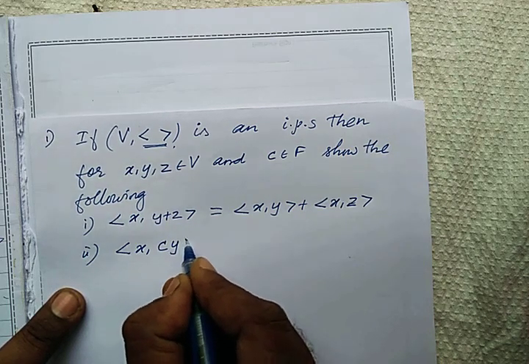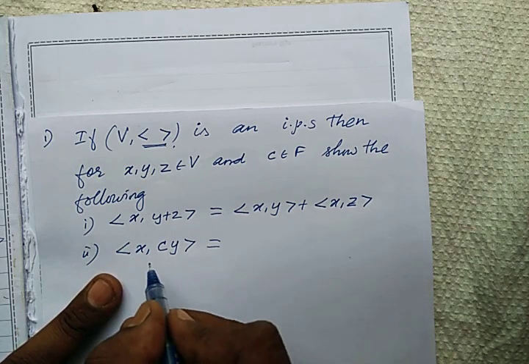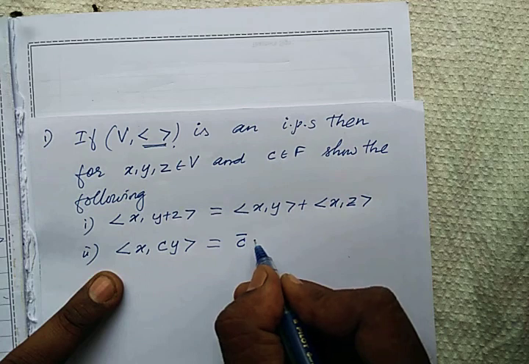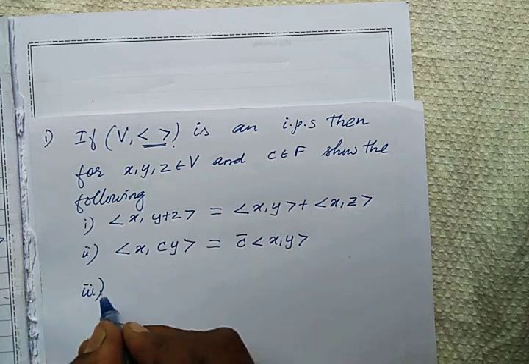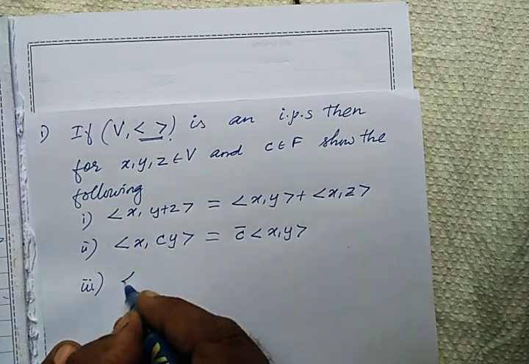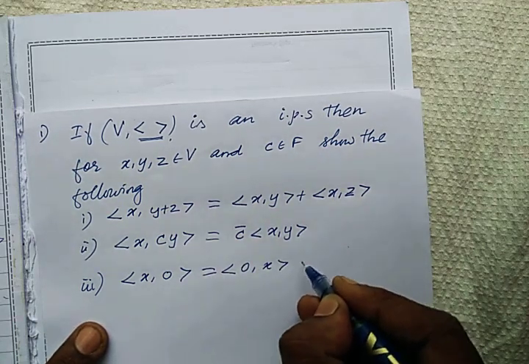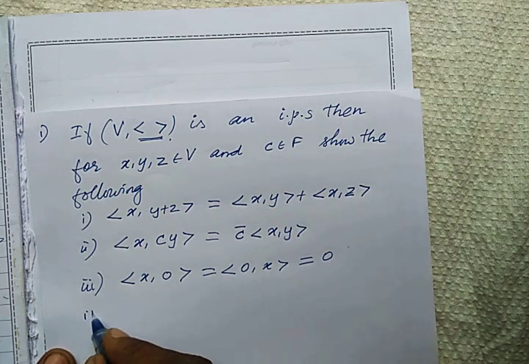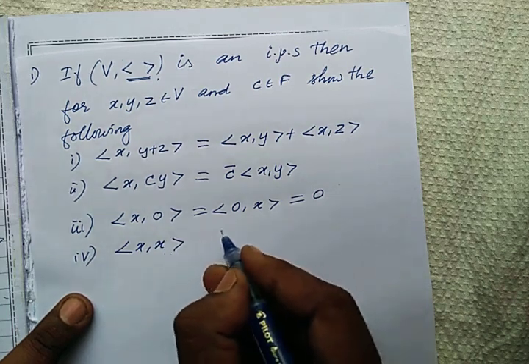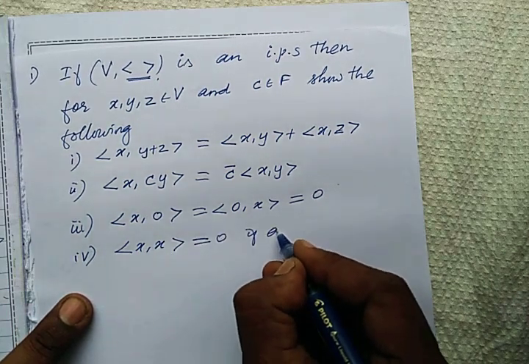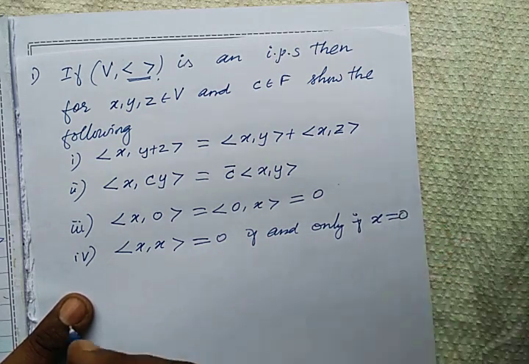The second one is the constants in the second component. The constant in the first component can be taken out, we have seen, but the constant in the second component comes out like this: c bar inner product of x comma y. And the third one is inner product of x comma 0 or inner product of 0 comma x, all are 0. And the fourth one is inner product of x comma x is equal to 0 if and only if x is equal to 0.